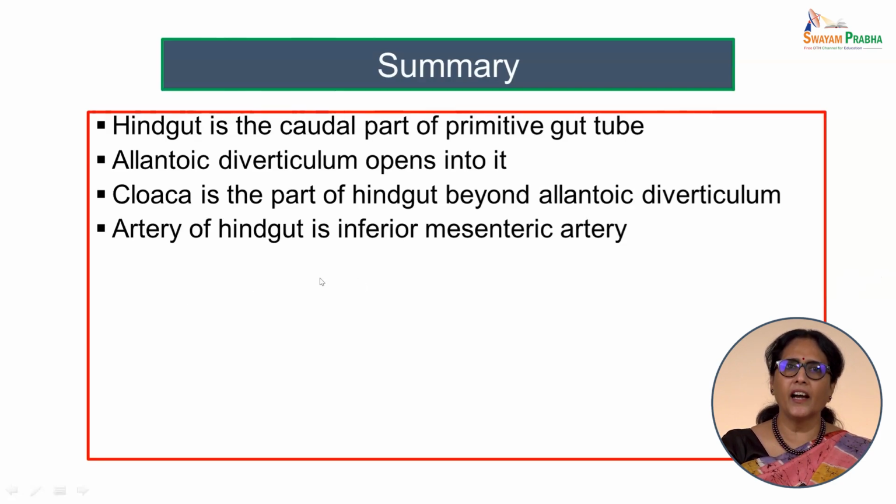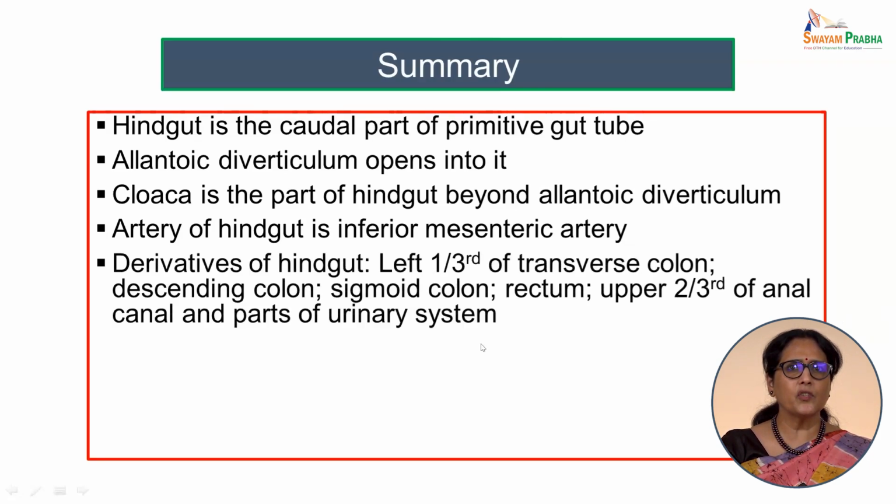The artery of the hindgut is inferior mesenteric artery, which is a branch of dorsal aorta, and it supplies all the derivatives of hindgut. The derivatives of hindgut are the left one-third of transverse colon, descending colon, sigmoid colon, rectum, upper two-third of anal canal, and parts of urinary system, that is urinary bladder and urethra.